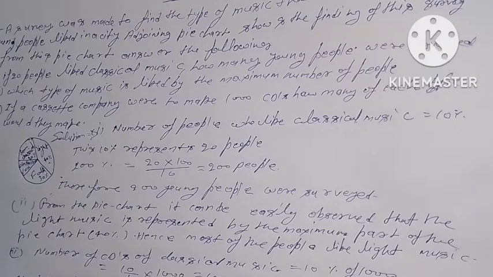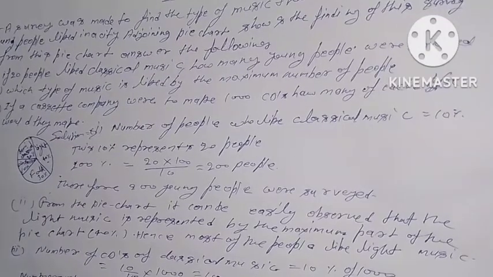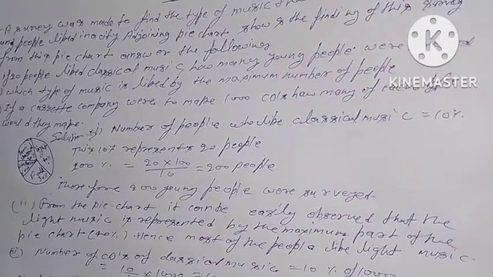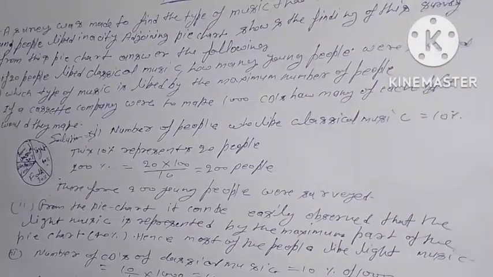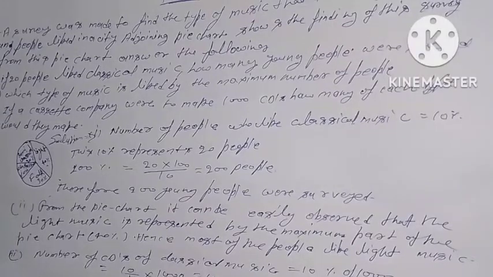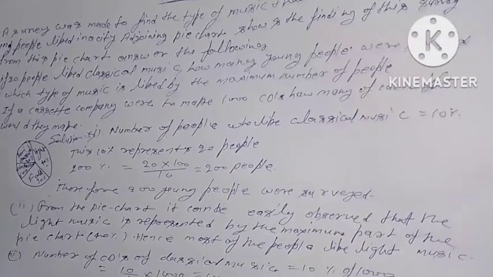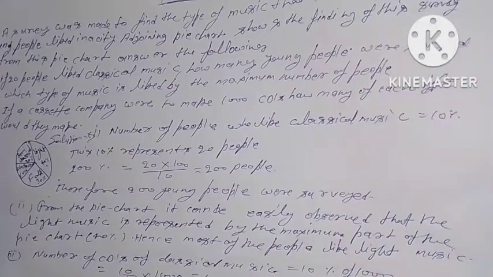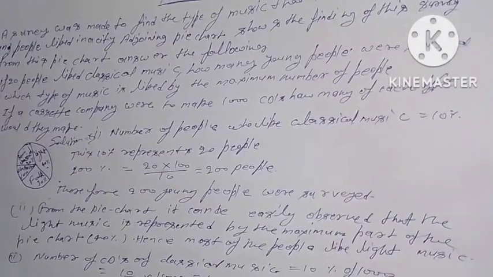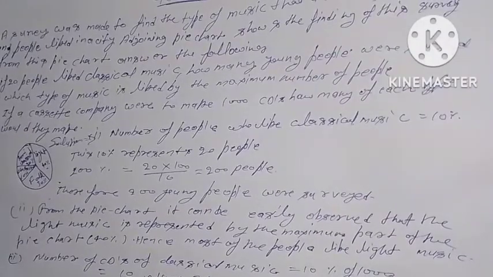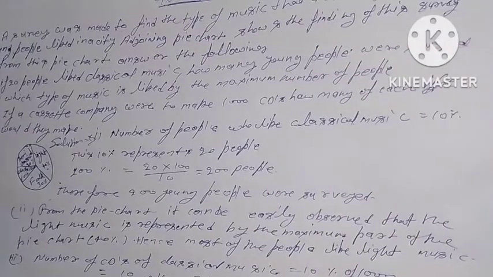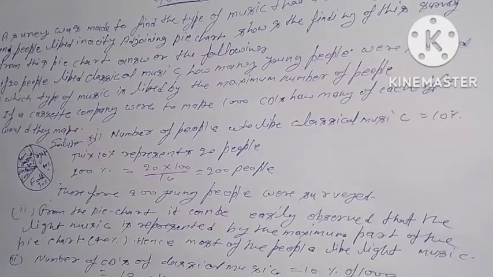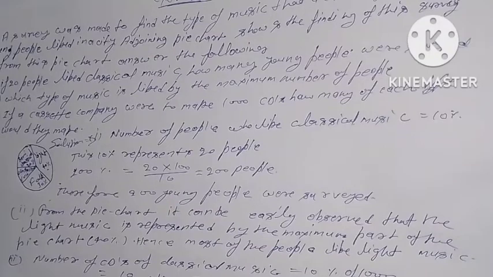And the number of CDs of folk music is 30% of 1,000. There is 30 upon 100 multiply 1,000. The zeros cancel out by 100. Then 300. How many? 300. Okay.